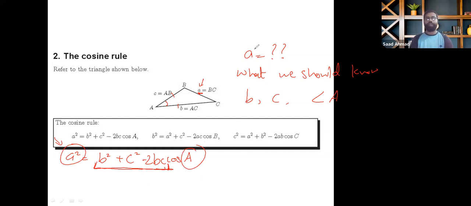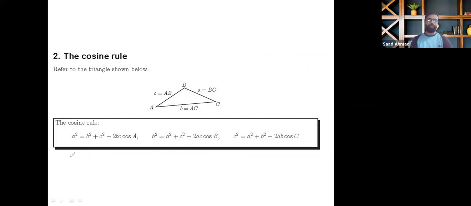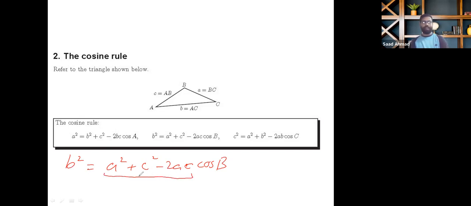Now, if we want to find the side b, what should we do? It's like this: b squared equals... Now you will not see the b here again. There should not be any small b on this side. The side b should be here, and we should know the capital angle B. And similarly for the side c, it's like this.